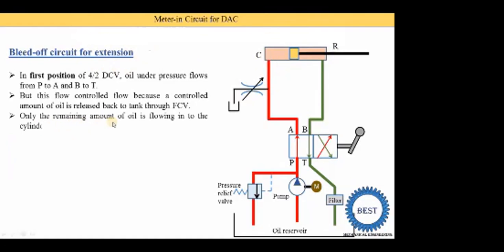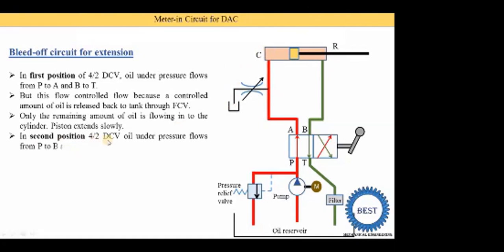Only the remaining amount of oil flows into the cylinder and the piston extends slowly. Why does the piston extend slowly? Because some quantity of the oil goes back to the oil reservoir and only a small quantity of oil is supplied to the cap end port. That's why the speed is reduced.